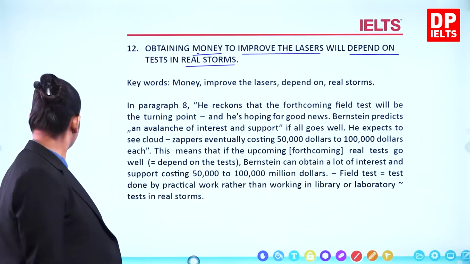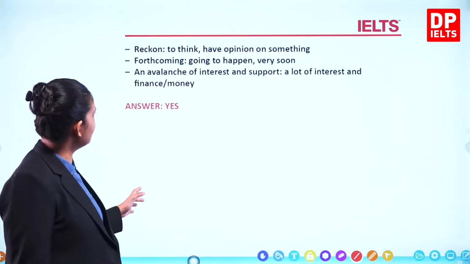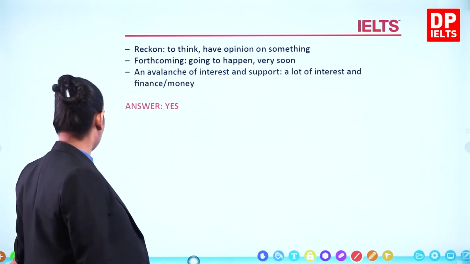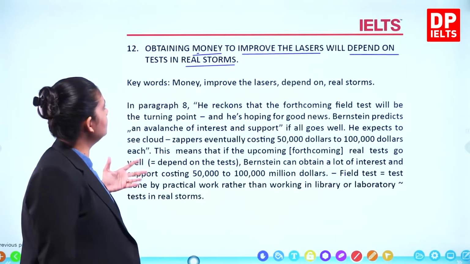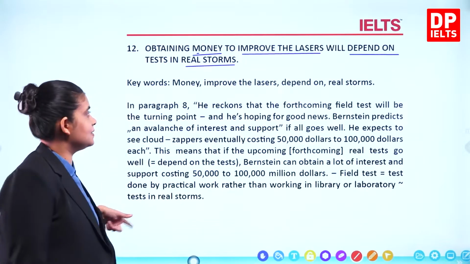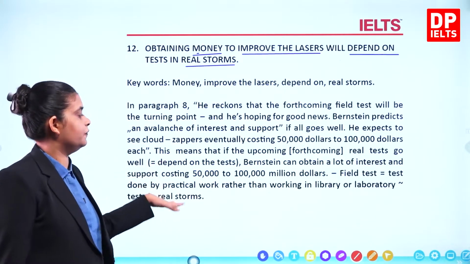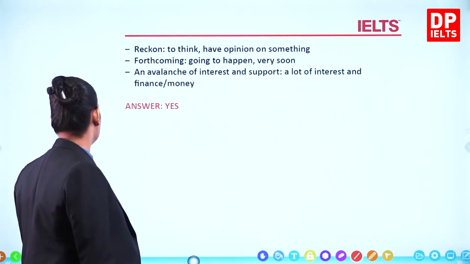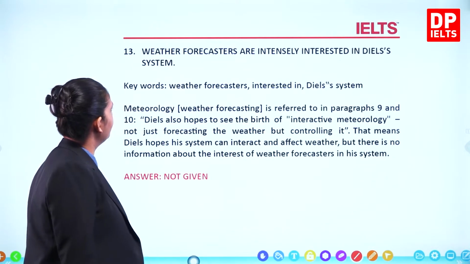So what do you think the answer is? Yes. Here are all the definitions of the words, right? So, obtaining money to improve lasers will depend on the tests in real storms. Yes, it will depend on that if they get this amount of money. So, the answer is true or yes.